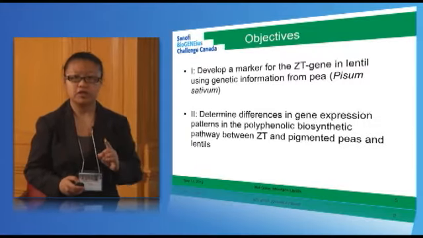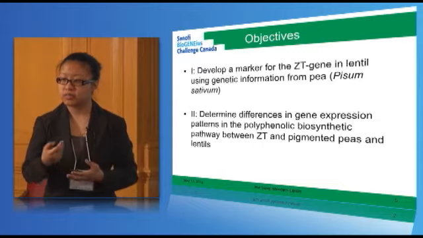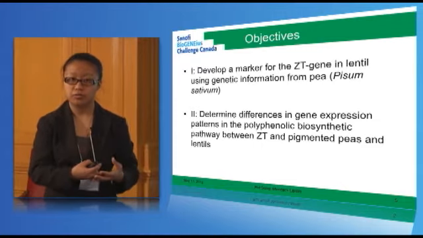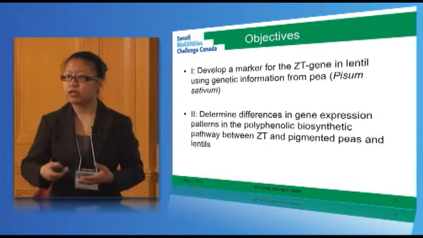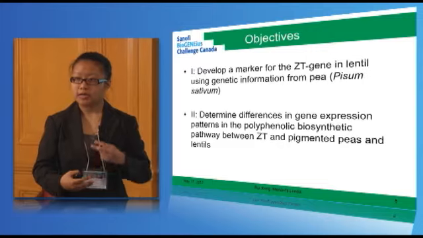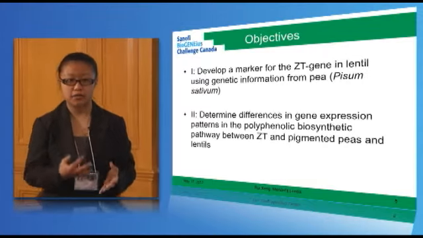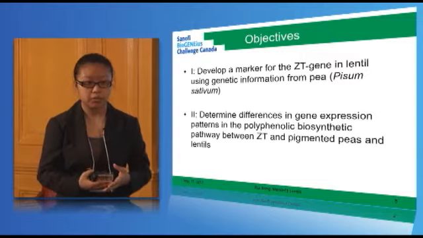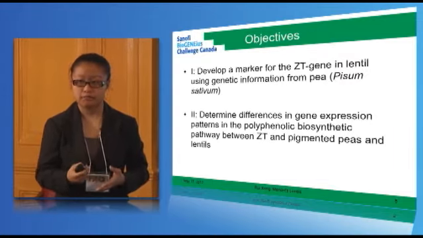The first objective of this project was to confirm the lentil ZT gene's similarity to the PA gene by developing markers for the lentil ZT trait based on previous genetic information from pea. The second objective was to determine differences in gene expression patterns in the polyphenolic pathway between ZT and pigmented peas and lentils.